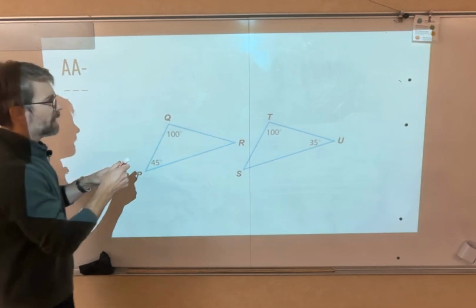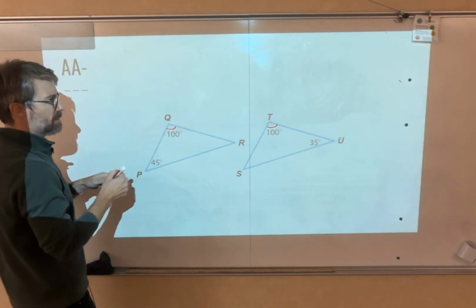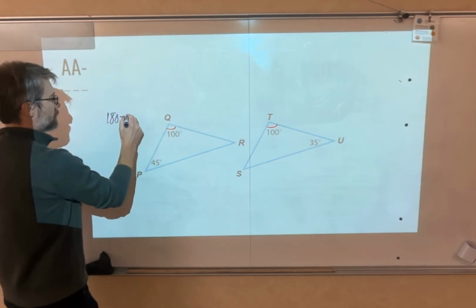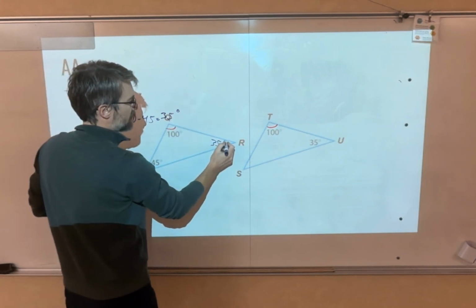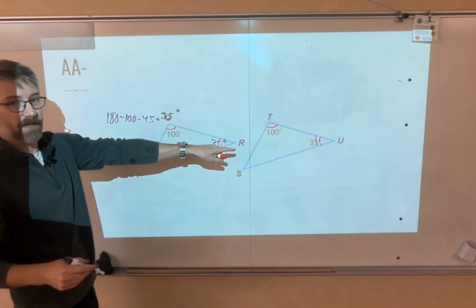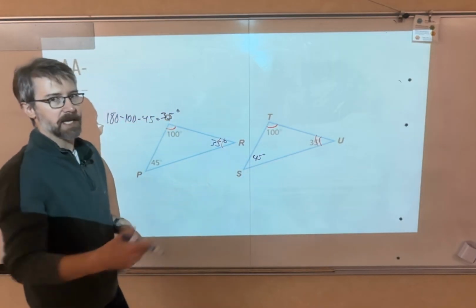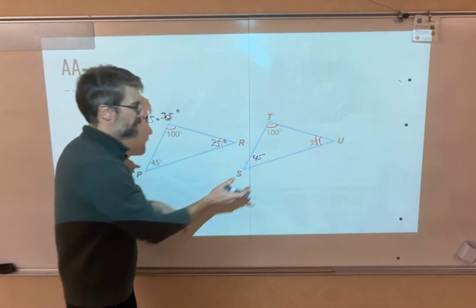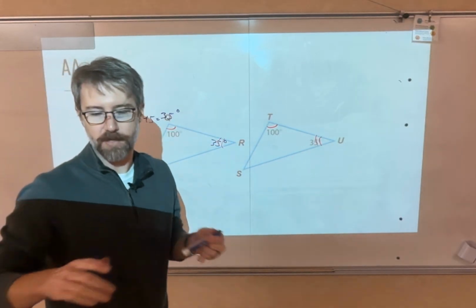I'm given that Q and T are both congruent to one another, and I'm not given the same angle with the other one. But if I go 180 minus 100 minus 45, I get 35 degrees. And so that means that R is congruent to U. And if I did the same thing over here, if I subtract these two from 180, I'm going to get that this is 45 degrees. All three angles are equal, but I didn't really need to take that last step and show that this is equal. If I can show that two of the angles are equal, then I know that the two triangles are going to be similar.